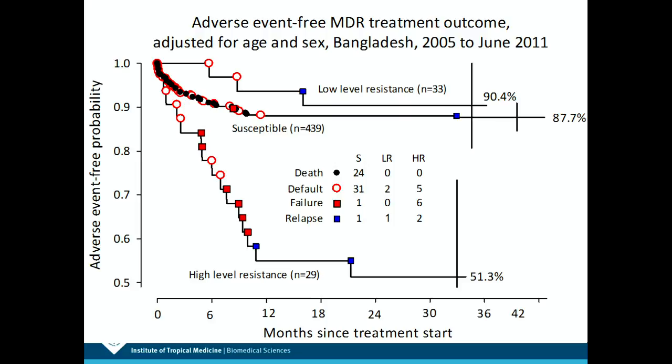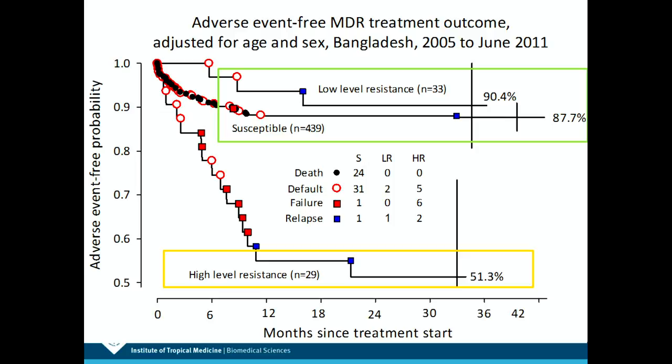So if you visualize this treatment outcome and you stratify according to the fluoroquinolone resistance, you can see that those having low-level resistance to fluoroquinolones, being susceptible, had overall good treatment outcome, and the high-level resistance mostly failed the standardized high Moxifloxacin treatment.